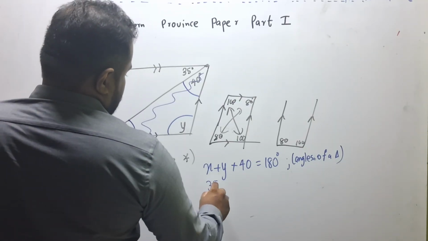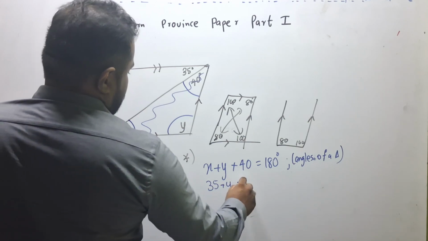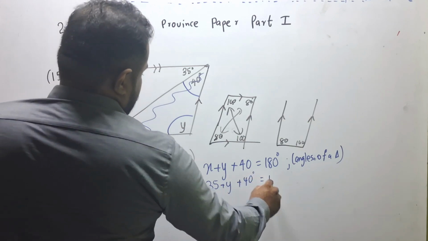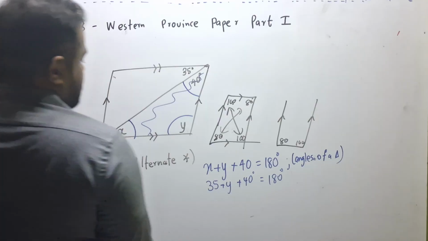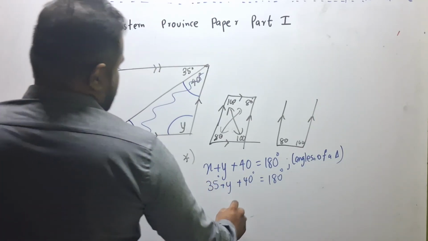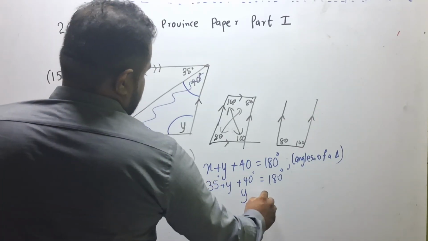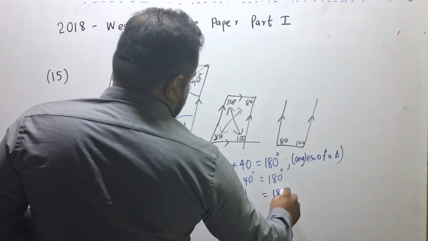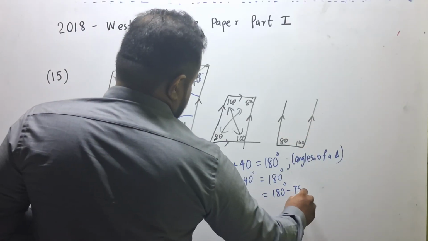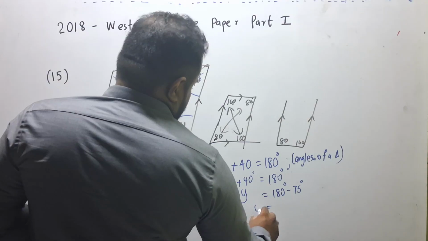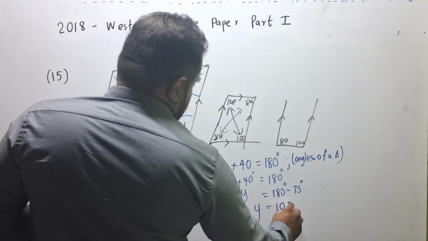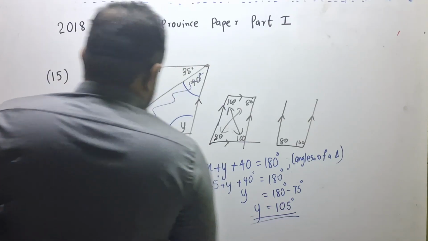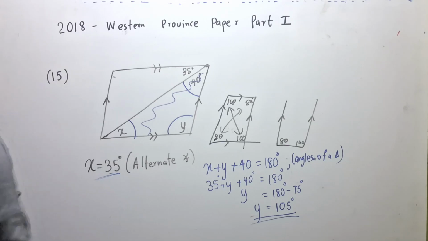35 plus y plus 40 equals 180 degrees. 35 degrees plus 40 degrees, 75 degrees. You can take that 75 to the other side. 180 degrees minus 75 degrees. Y's value is 105 degrees. X is 35, y is 105. Those are the answers.